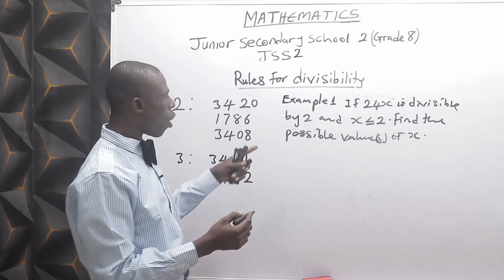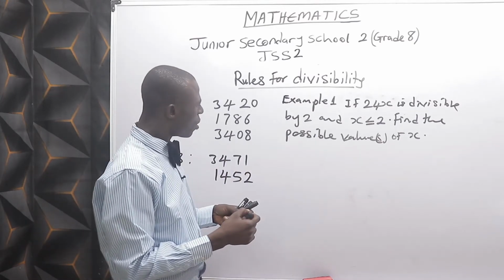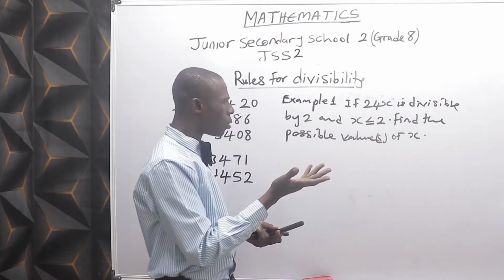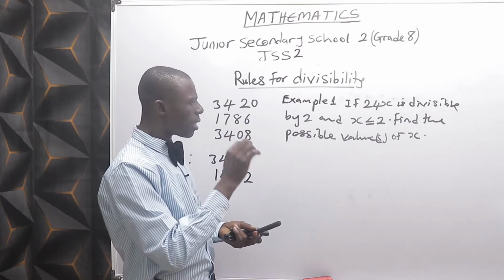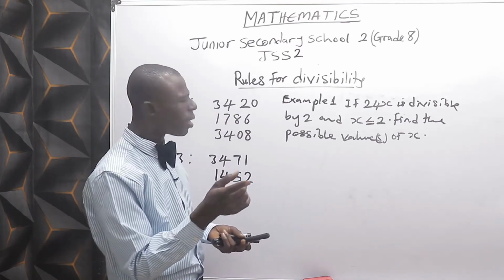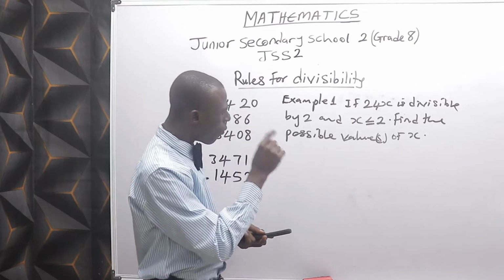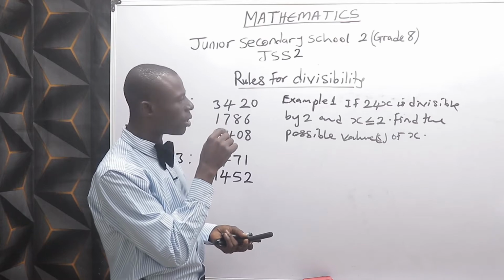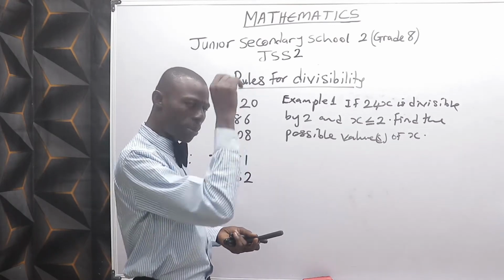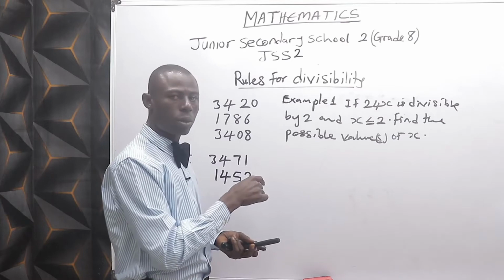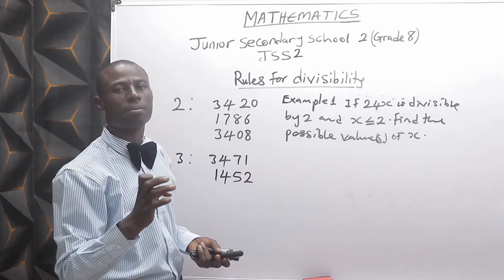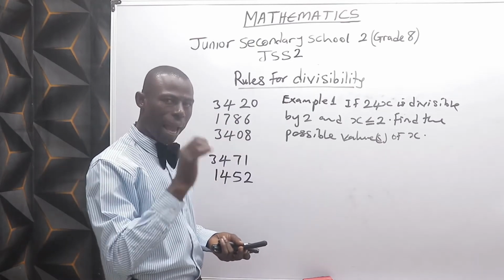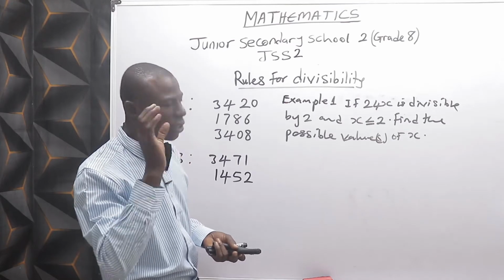In this case, all you need to do is consider the divisor. The divisor here is 2. If 24x is divisible by 2, that means before 24x could be divisible by 2, x, which is the last digit, unknown, must either be 0 or any even number. The x must either be 0 or any even digit.